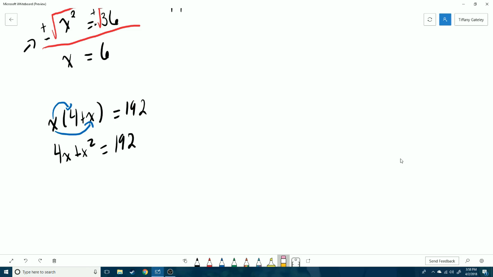Erase. So what do we do? Well, I would move this 192 over to this side. So how do we do that? Well, we subtract 192 from both sides, or add a negative 1, but I'm just going to subtract 192 from both sides. And that gives you, and I'm going to rearrange this a little bit so it's in order. So x squared plus 4x minus 192 equals 0.